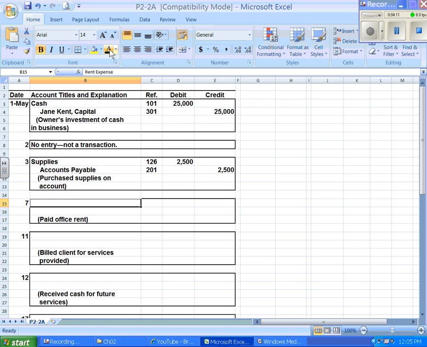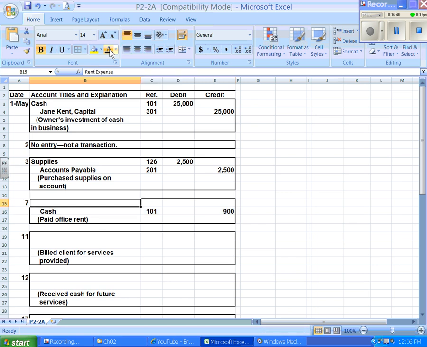All right, let's look at the transaction on May 7th. We paid office rent, $900 cash for the month. Okay, paid cash. I know I'm going to credit my cash. I want to reduce my cash account. Correct? Cash is being reduced. Cash is an asset. If I increase an asset account, I would debit it. If I want to decrease it, I'll do the reverse and credit it. So I'm going to credit cash for $900.